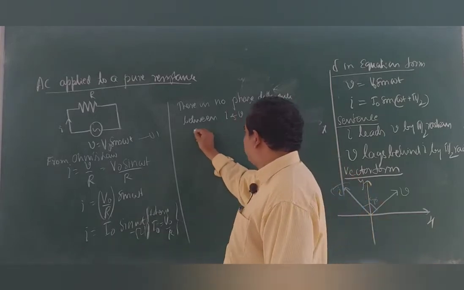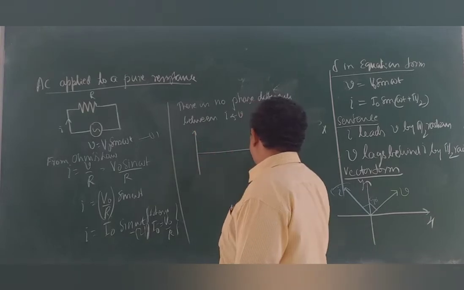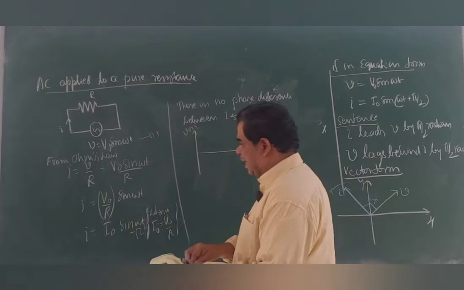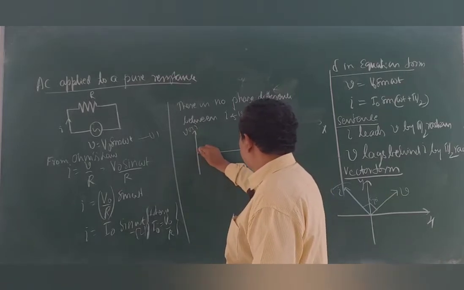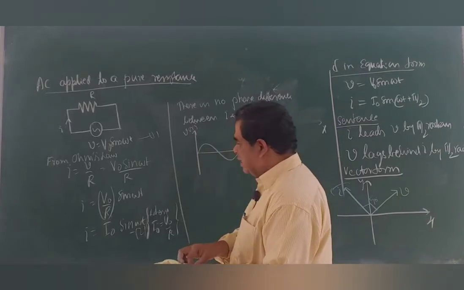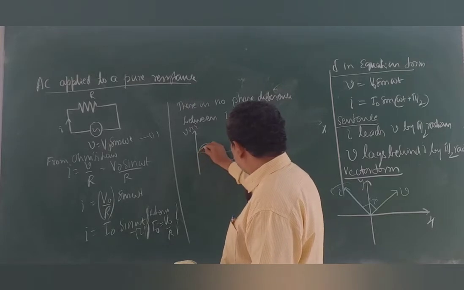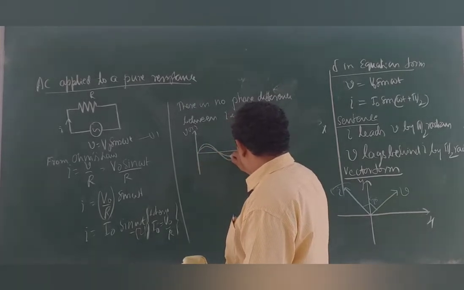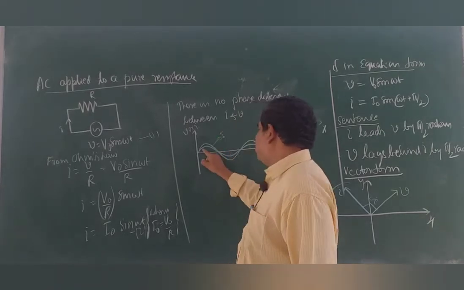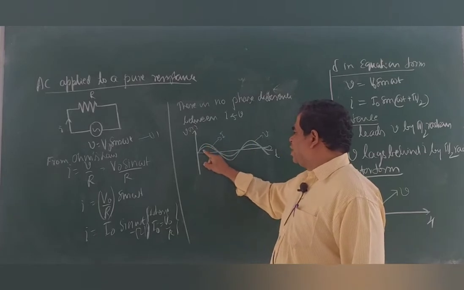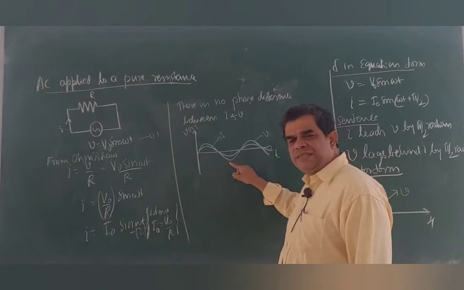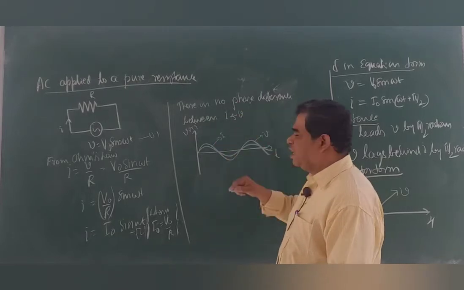So if we represent it in the form of a waveform, V, I versus T, I write. Say voltage I write in green color, it goes like this, this is voltage, and the current I write in blue color. Observe, this blue is I. Both current and voltage attain maximum simultaneously, zero simultaneously, minimum simultaneously. This is what we mean by they are in phase.